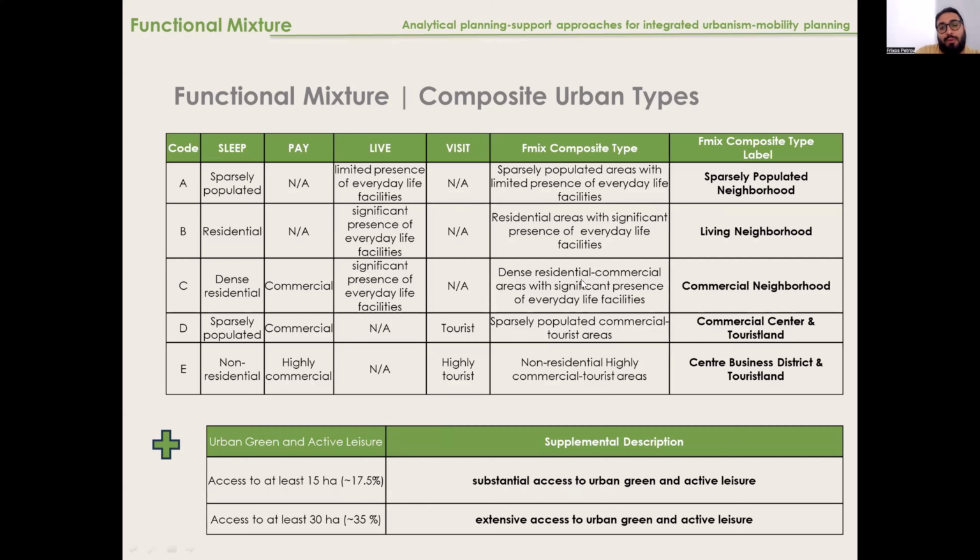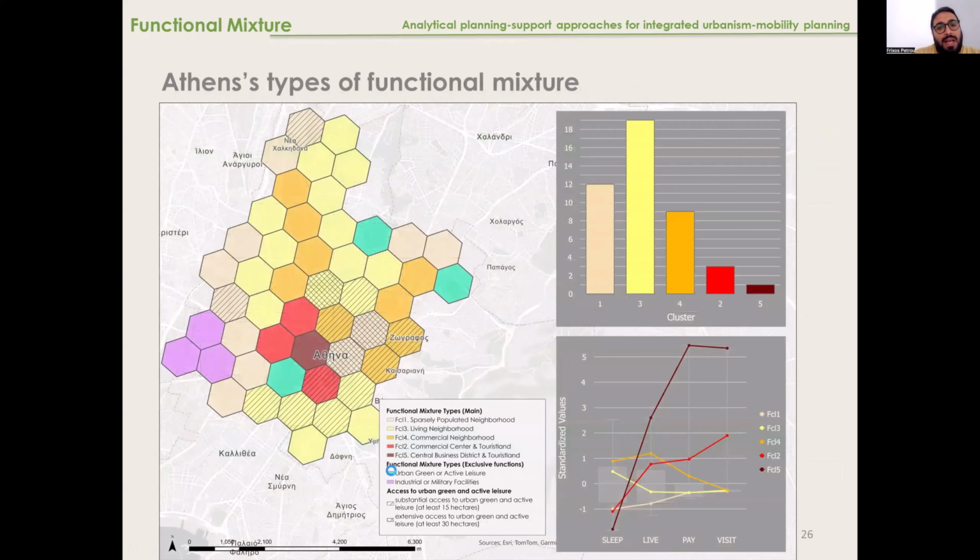So in the example, we have a commercial neighborhood with substantial access to urban green and active leisure, or with extensive access, or actually with no access to urban green and active leisure. And all these kinds of complex types, with different components, can be mapped and help us characterize the different types of areas of the city regarding their functional pattern.